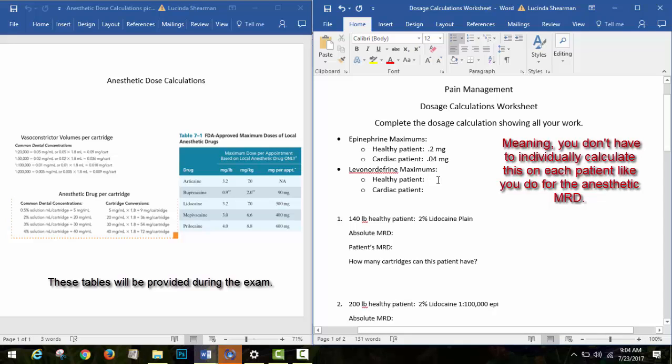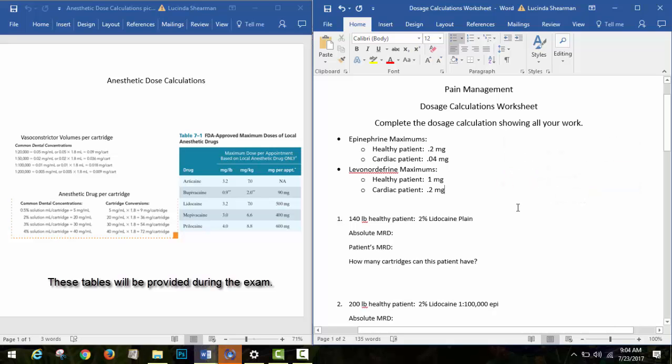If they're contraindicated for epinephrine and levonordefrin needs to be used, then for a healthy patient, they can have 1 milligram. And if it's a cardiac patient who cannot have epinephrine, then it is 0.2 milligrams of levonordefrin. These are the same for all patients. They don't need to be individually determined vasoconstrictors.